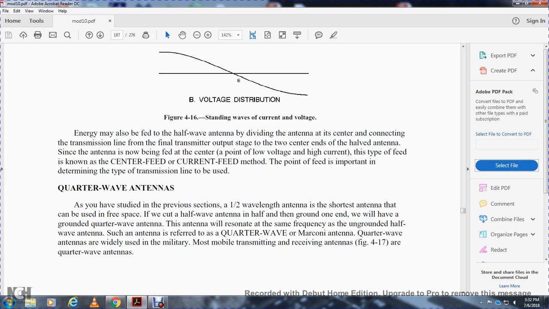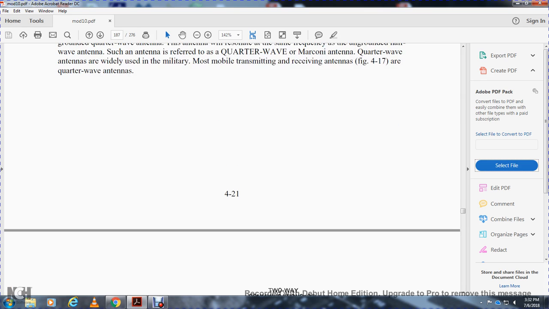Quarter-wave antennas. As you learned in the previous section, one half wavelength is the shortest antenna that can be used in free space. If the half-wave antenna is cut in half at the ground, one end will be grounded, leaving a quarter-wave antenna. The antenna will resonate at the same frequency as the ungrounded half-wave antenna, so it is referred to as a quarter-wave Marconi antenna. Quarter-wave antennas are widely used in the military. Most mobile transmitting and receiving antennas are quarter-wave antennas.